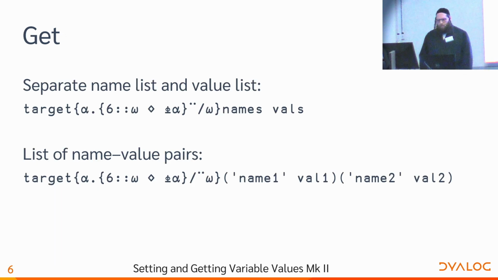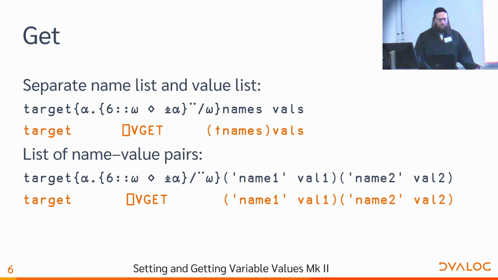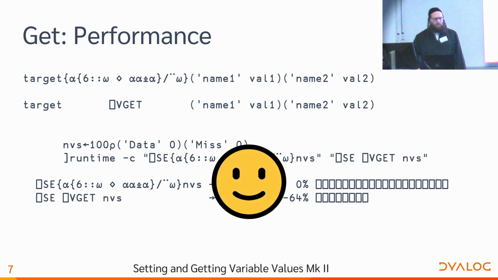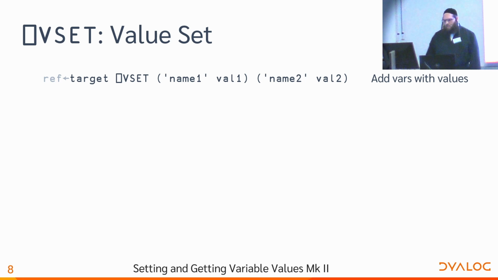Then we want to also get values. And again, state of the art is no good, and the replacement is yes good, and it runs fast as well, so all good. A little bit more of the details of this. We can give names with their values in pairs.